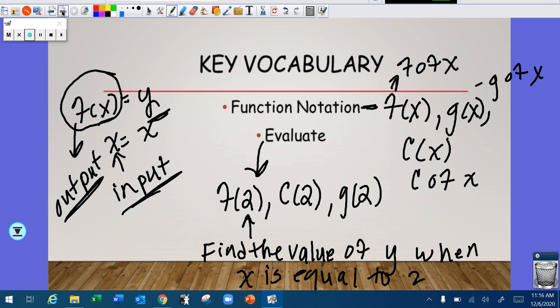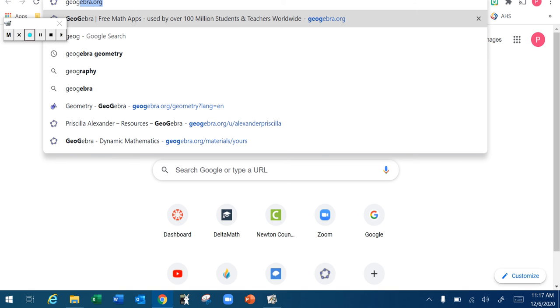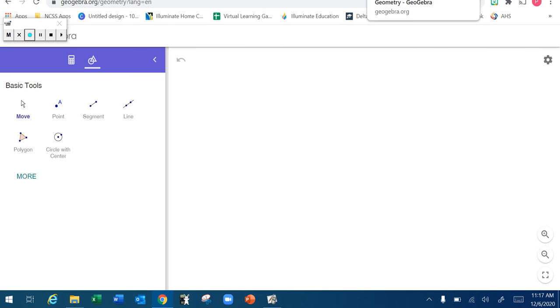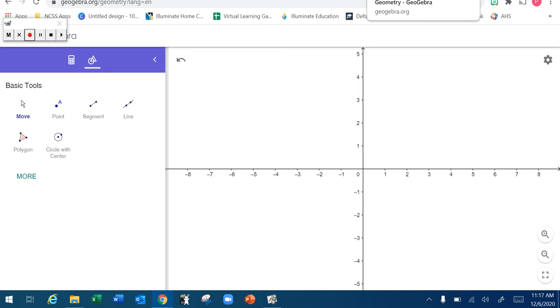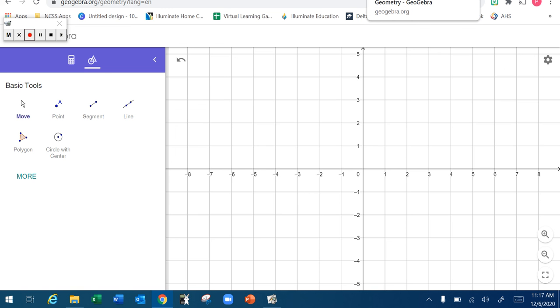All right, so let's go ahead and talk about how to do this. This right here tells us to graph the tables, and I should have had a grid already ready. Here's what I'm going to do. I'm going to use GeoGebra. You can tap on GeoGebra on your PDF, and it'll take you straight to it. I'm going to click on GeoGebra geometry here so that I can get a grid going. I'm going to push this wheel right here, push show axis, and then push this wheel and go show and then major grid.